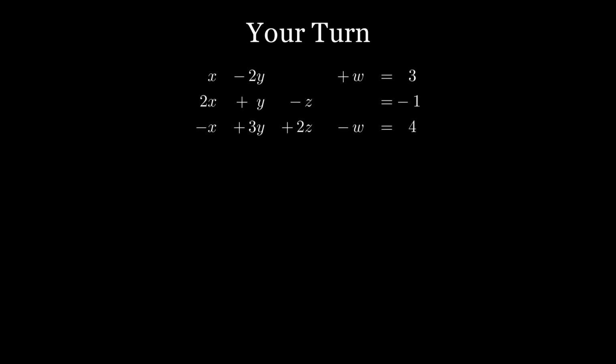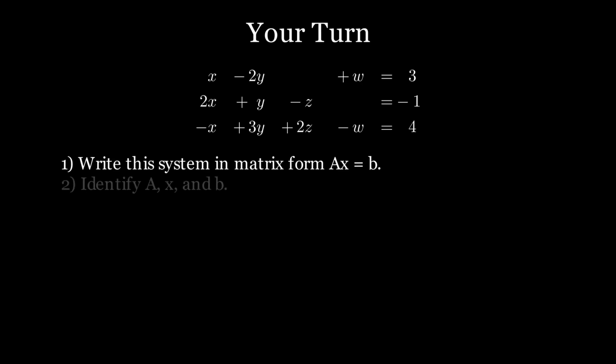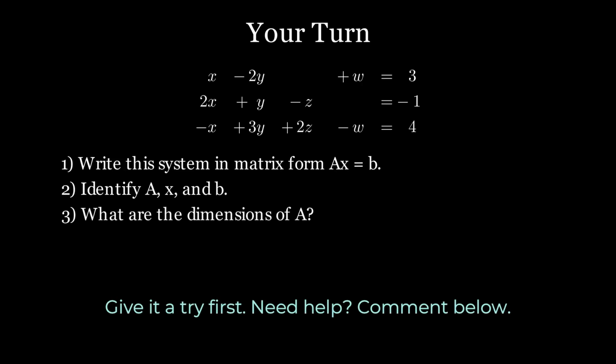All right, now it's your turn to try this idea. Here is a linear system. First, try to rewrite it in matrix form as Ax equal to B. Then identify the matrix A, the vector x, and the vector B. Try this first on your own, and if something doesn't fully click yet, feel free to leave a comment. I'd be happy to help.